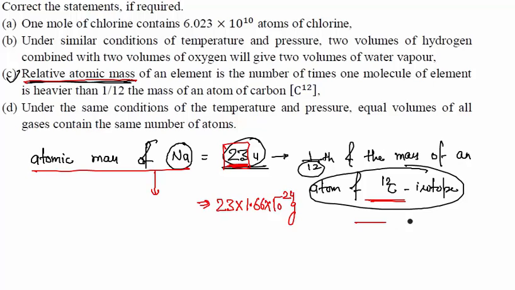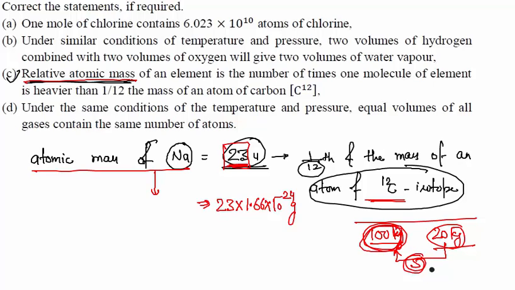I'm giving you one example. Suppose your mass is 100 kg, and my mass is 20 kg. So you are 5 times heavier than me. What does it mean? That means your relative mass is 5 with respect to me. So if you want to find the exact mass, you have to multiply this 5 with this 20. Again, I'm doing the same thing.